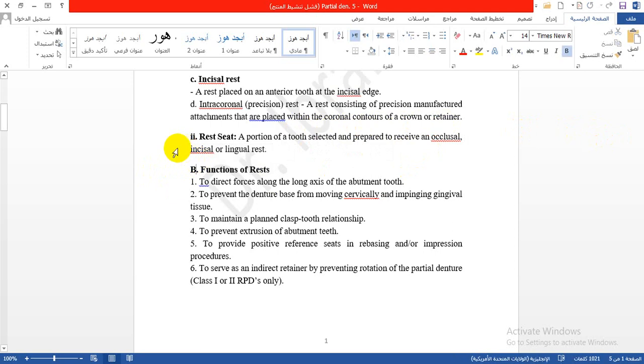2. Rest set: a portion of a tooth selected and prepared to receive an occlusal, incisal or lingual rest.